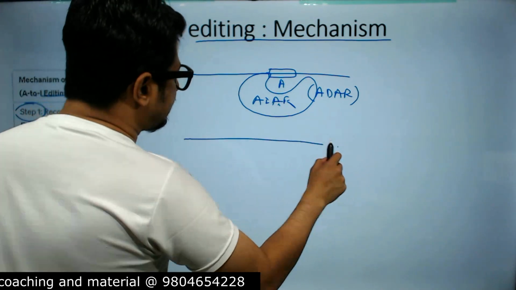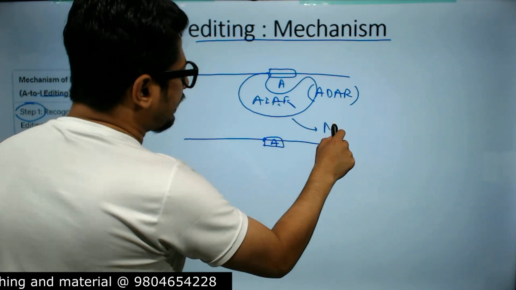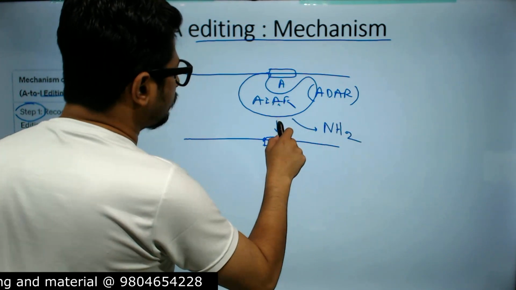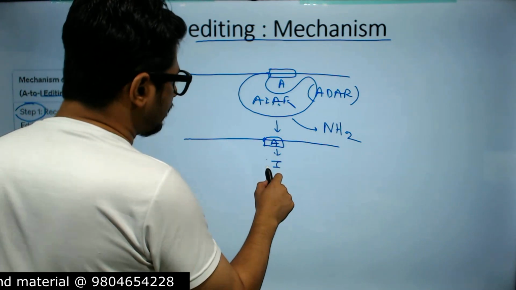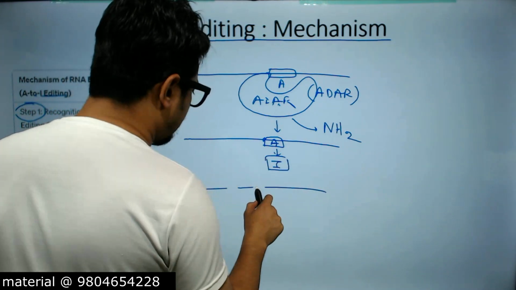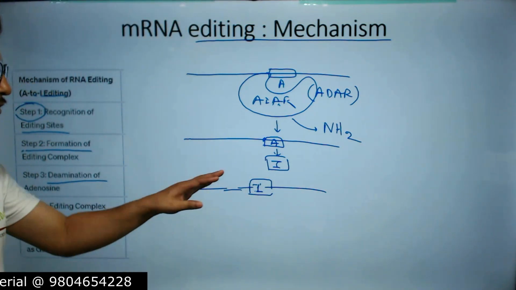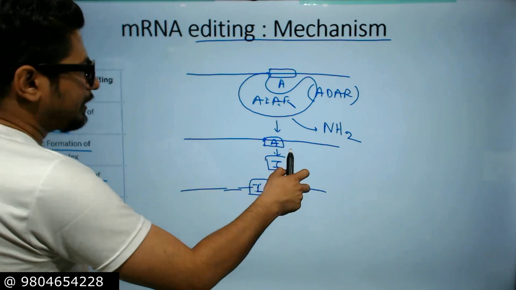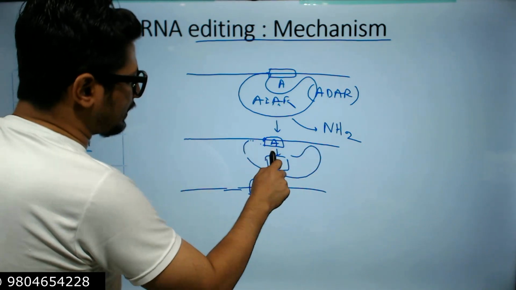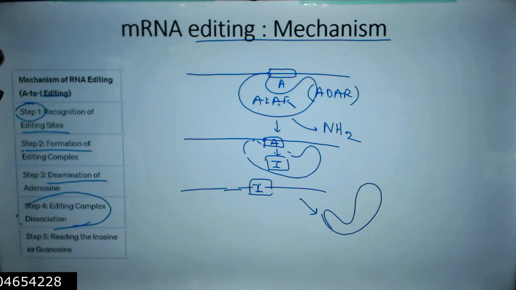The adenosine gets deaminated. Why and how is it deaminated? Basically, NH2 is released by hydrolysis, and it's out. So this deamination will convert adenosine to inosine. This is how the modification is done. Here we have inosine instead of adenosine. So inosine is now in place. The editing complex dissociation will be done. The editing complex was still present at this moment; right now the editing complex will fall off, and finally comes the reading of the inosine.